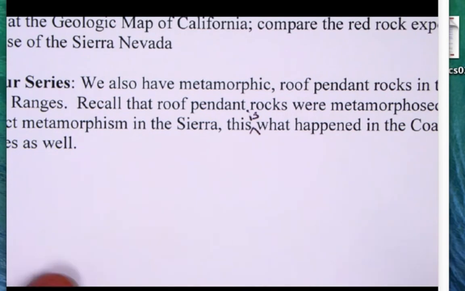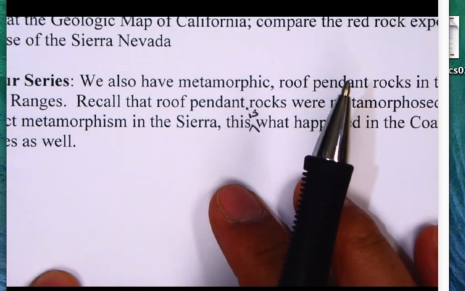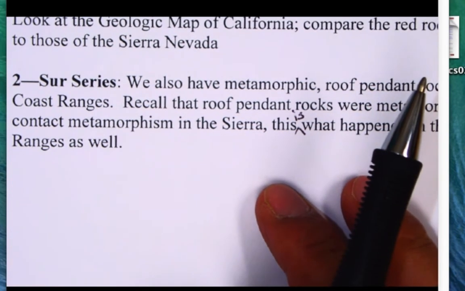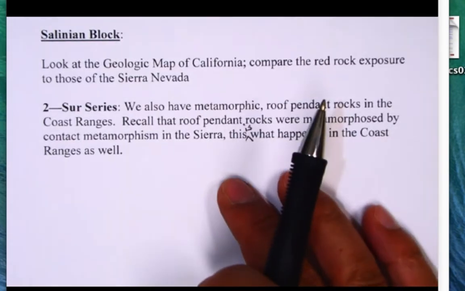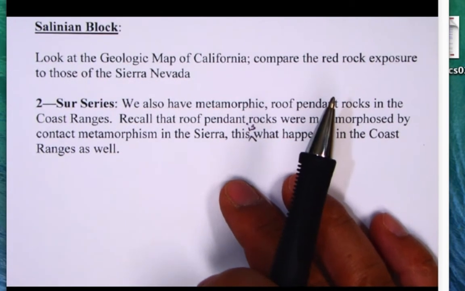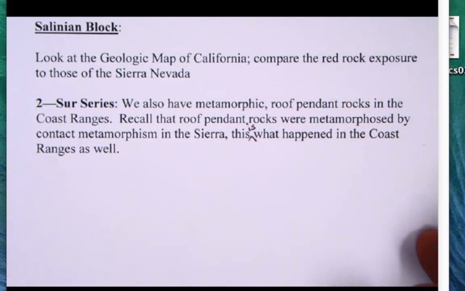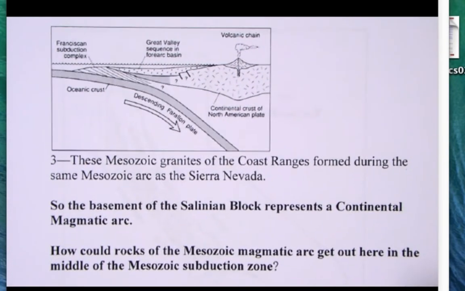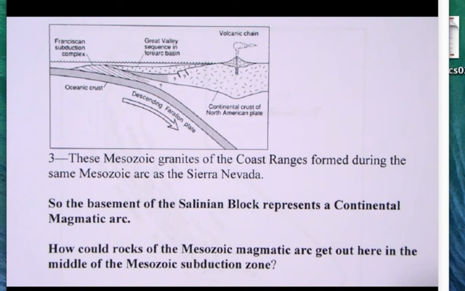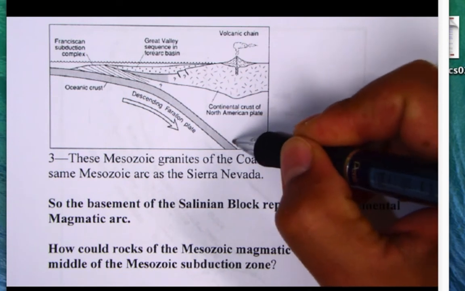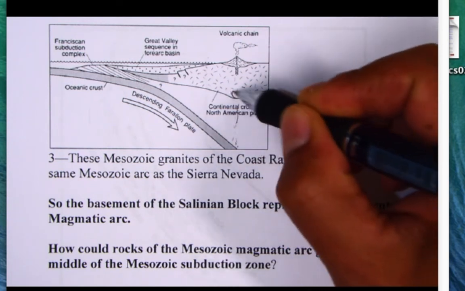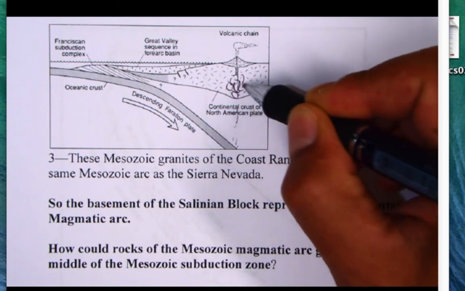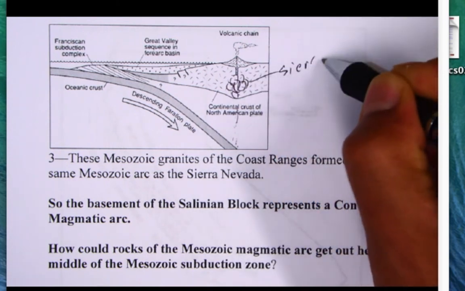Now, we talked about the granitic rocks. Another group of rocks that occurs in these are the roof pendants. Remember, these are the metamorphic roof pendants. They were metamorphosed at relatively high grade and are similar to the rocks in the Sierra Nevada, the High Sierra. Now, remember, Mesozoic California was a subduction zone. So the Mesozoic granites of the coast ranges formed during the same Mesozoic arc as the Sierra Nevada. There's going to be hydrous flux melting with the ascending magmas, and then the batholith forms in here, right? So that would be the Sierra Nevada batholith.